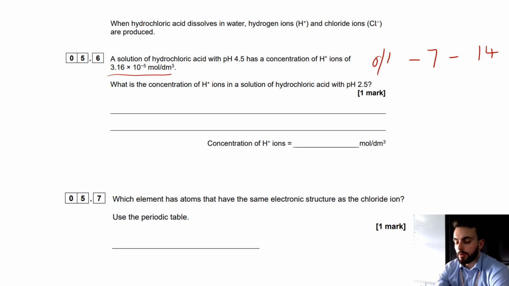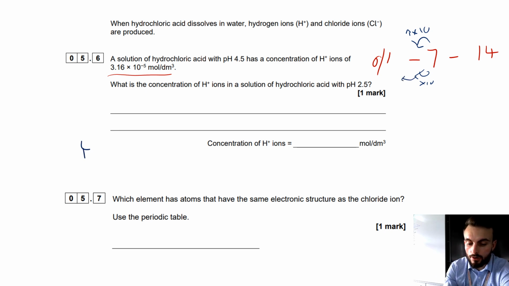Anytime we're going towards the acid side, for every number of pH that we decrease it by, we increase the concentration by a factor of 10. So if we went from pH 7 to pH 6, it would be times 10. If we went from 6 to 5, it would be times 10 again.